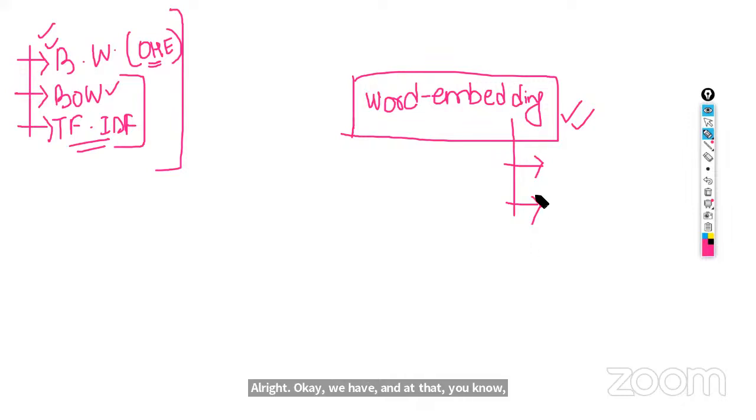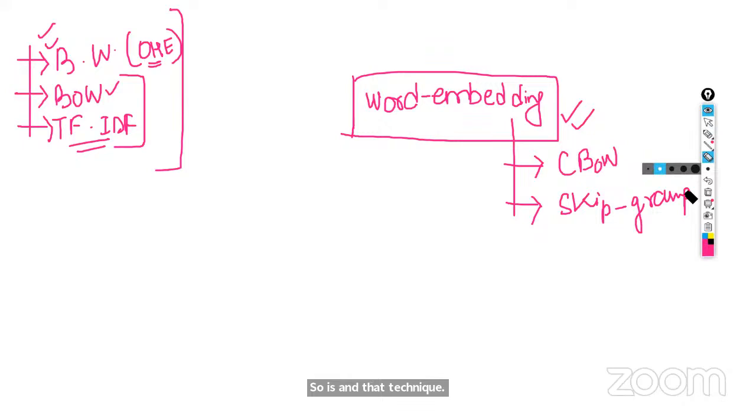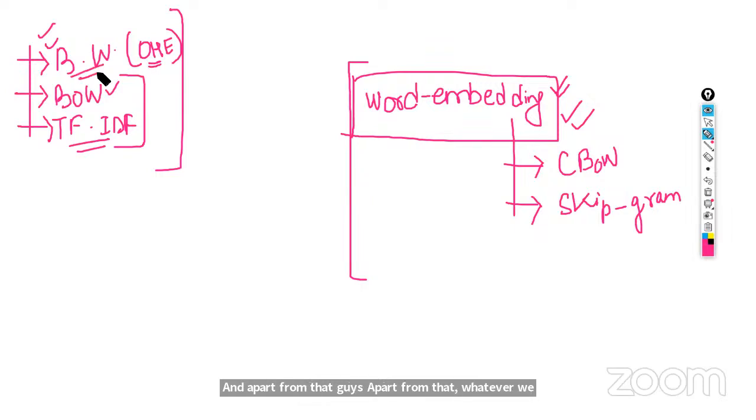Okay, we have another segregation of this word embedding technique. Under this word embedding, we have two approaches, either continuous bag of words, CBOW, or skipgram. So skipgram is another technique. These two are specific cases of word embedding. And apart from that, the binary weight technique, which is a one-hot encoder technique in the machine learning part, the same one-hot encoder technique we have in deep learning also.